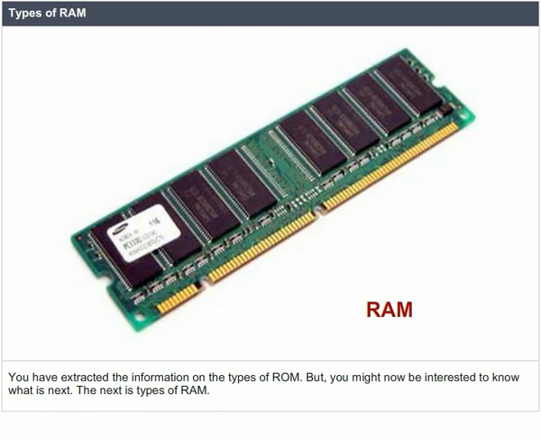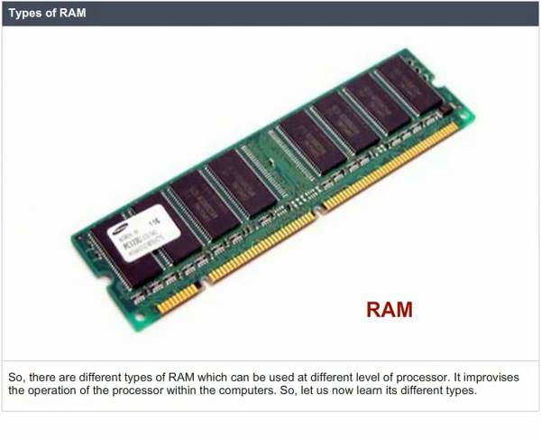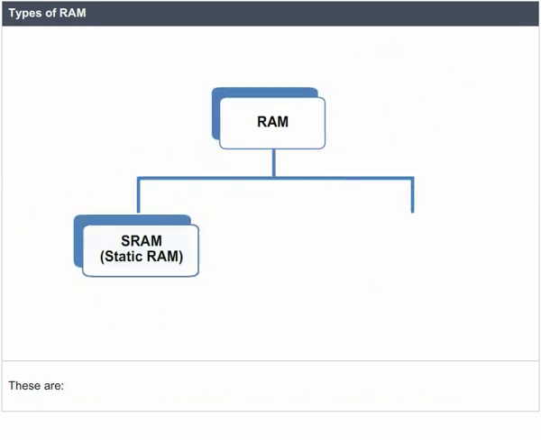The next is types of RAM. There are different types of RAM which can be used at different levels of the processor. It improves the operation of the processor within computers. Let us now learn its different types. These are SRAM, static RAM, and DRAM, dynamic RAM.